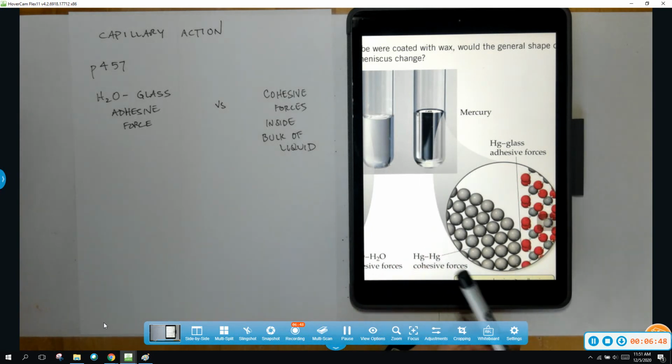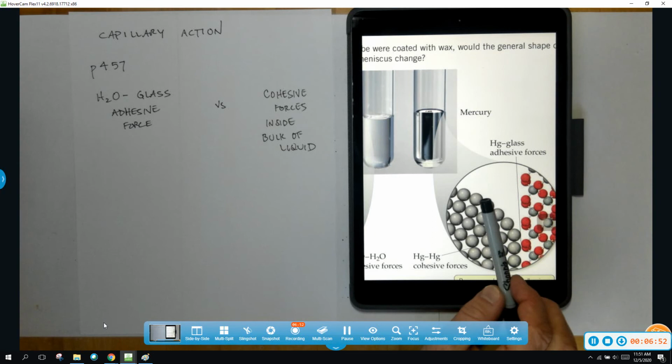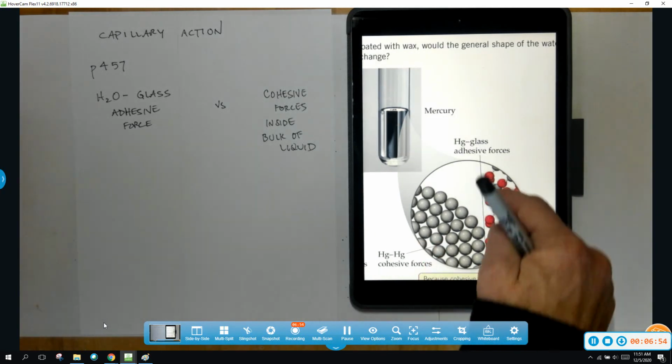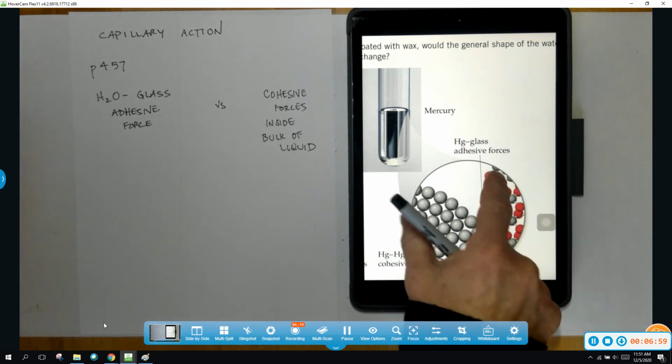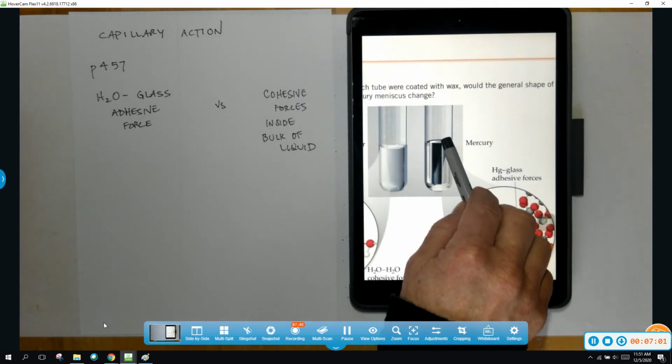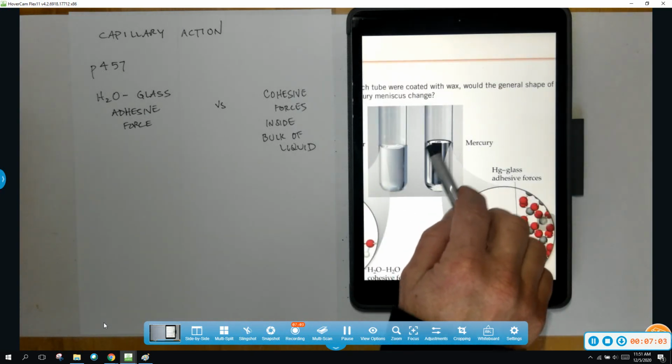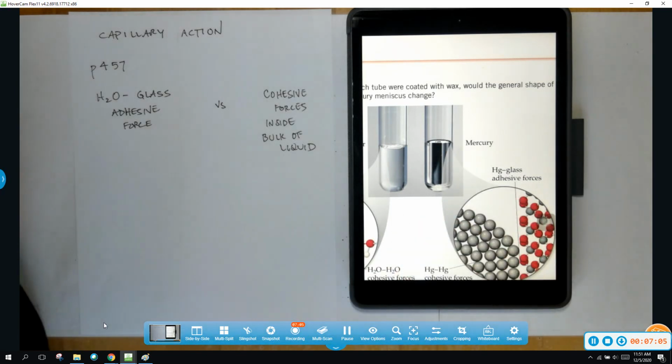That's because mercury is nonpolar. It's just Hg with some electrons, and it only sticks to itself. It doesn't stick to polarized things like this silicon dioxide right here. And so you can see that it actually forms a convex surface right here on the top.